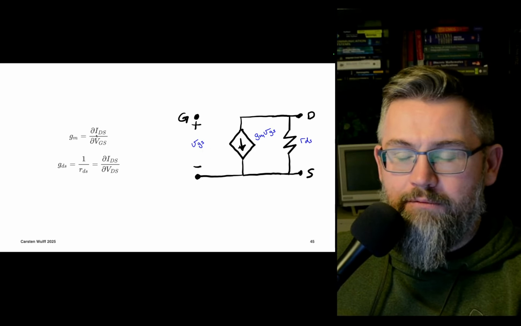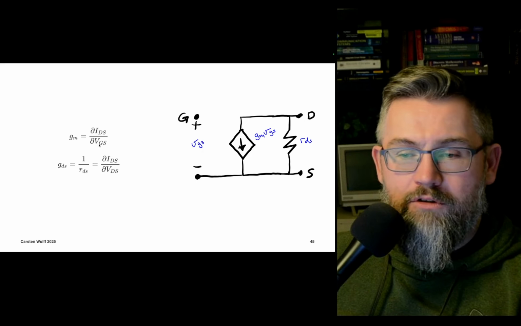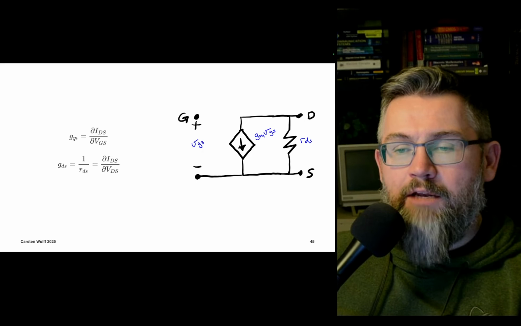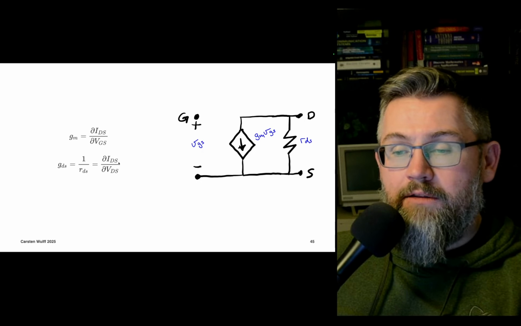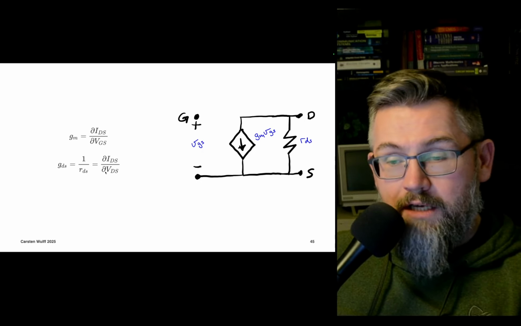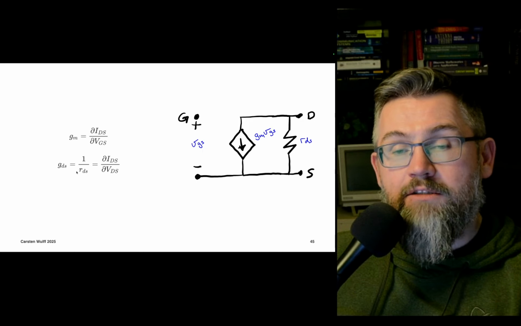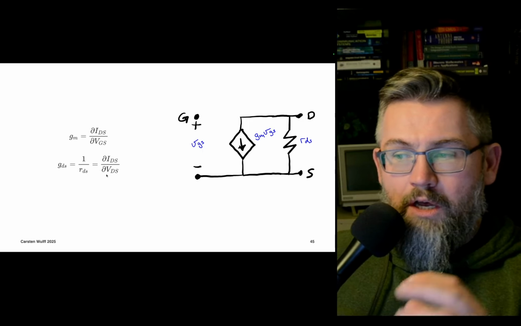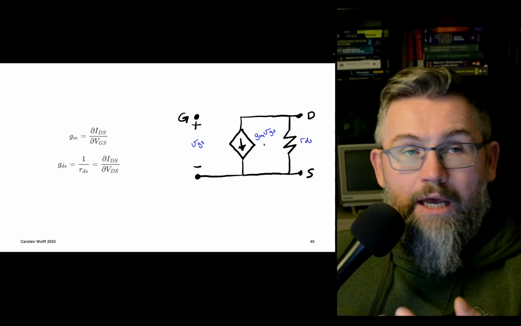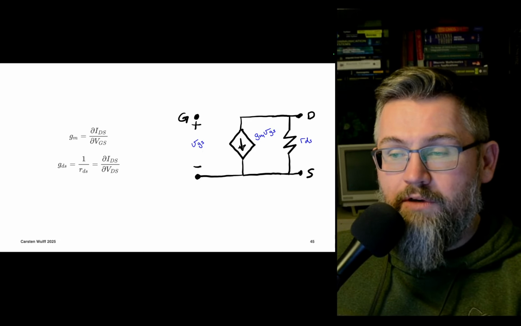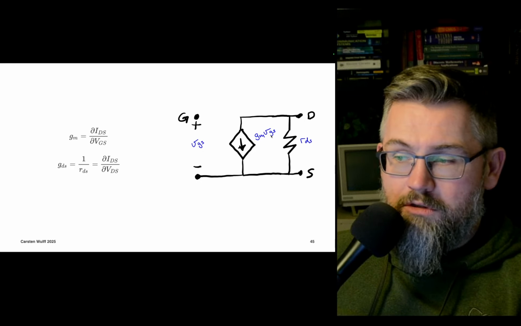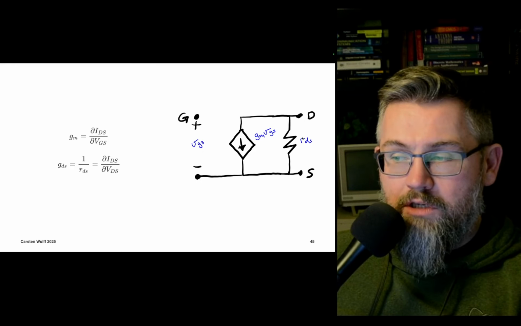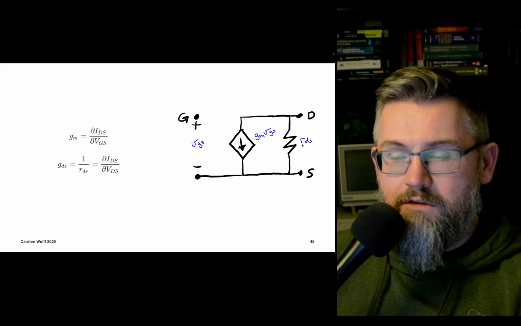We take the derivative of the drain source current as a function of the gate source voltage, and then we can get the GM. And similarly, we can take the change in current as a function of the change in VDS, and that's more equivalent to an output resistance. And both of these we can put into a small signal model, a low frequency model. So as we change a little bit the gate source voltage, we can predict how the current will change, and we can predict the output resistance.